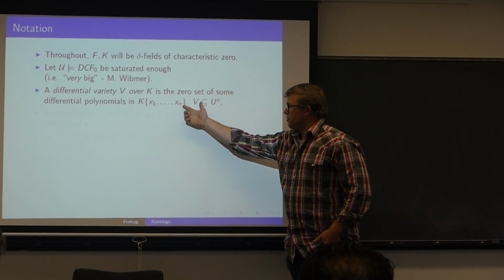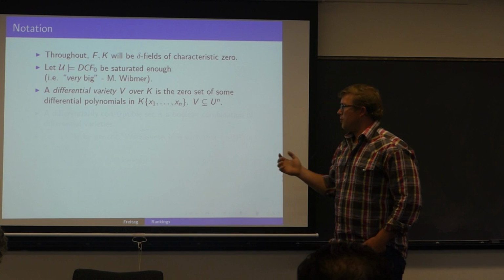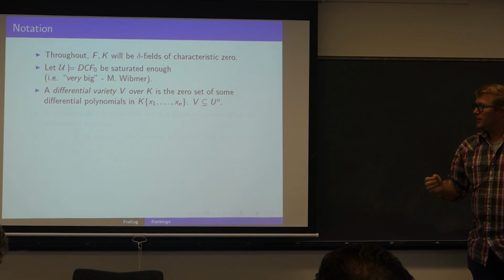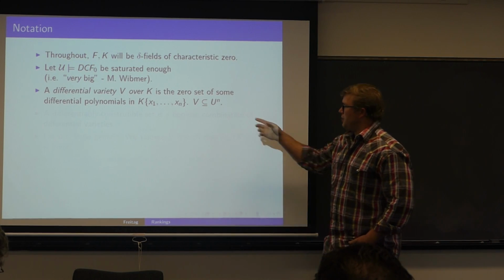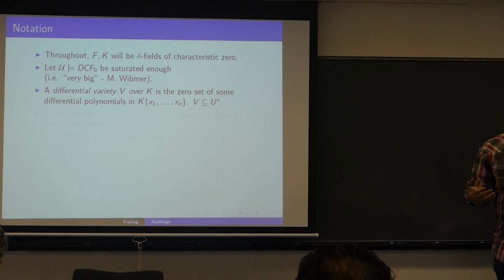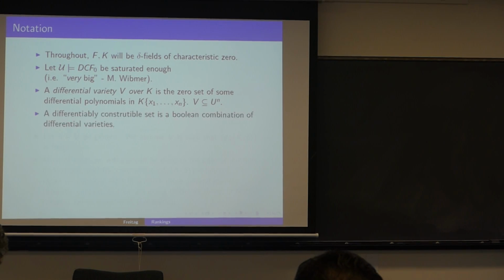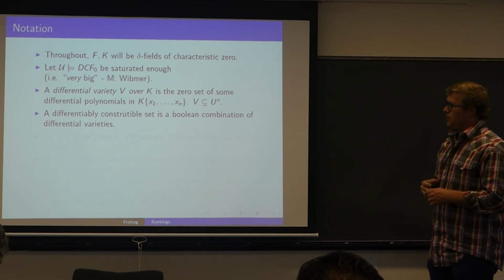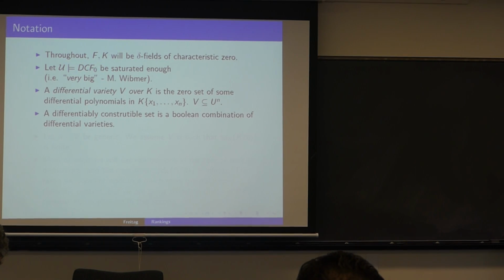And this is my notation for the differential polynomial ring with coefficients in K in n variables. And this should be a script U. So I think about it as a subset of U to the n, and that's how I'll think of it. And when I say constructible, I just mean a Boolean combination of varieties, those closed sets.